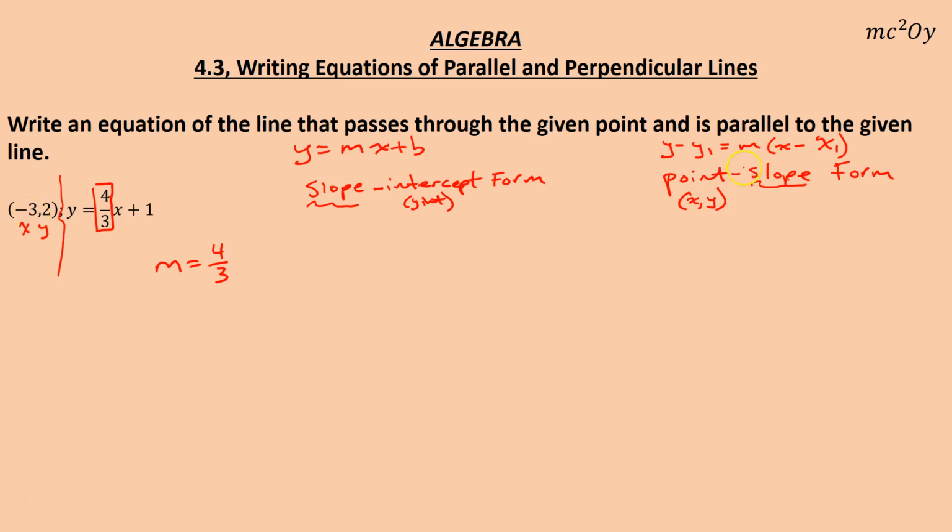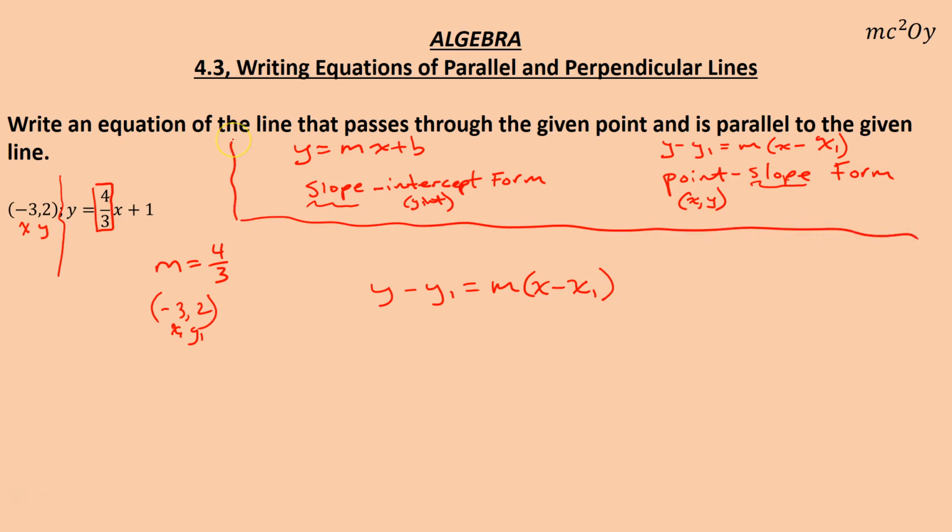So I'm going to use point slope form. Okay, I have a point, negative 3, 2, and I have a slope. So y minus y1 equals m times x minus x1. I determine which form to use based on what I'm given.